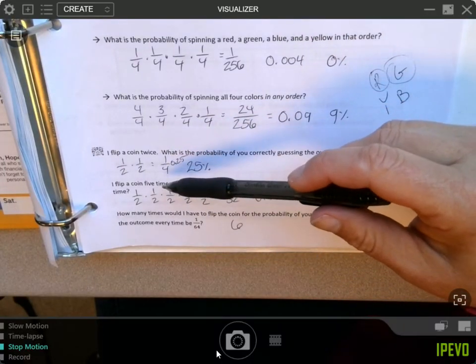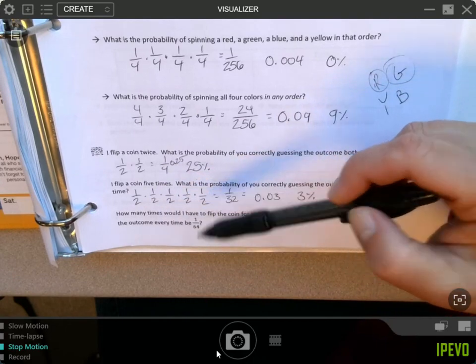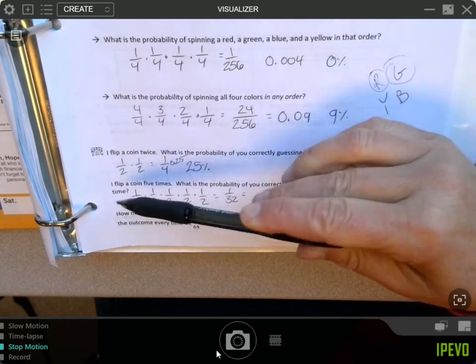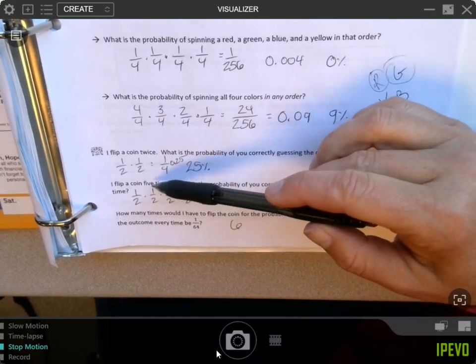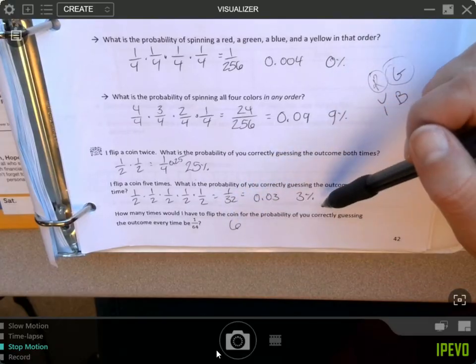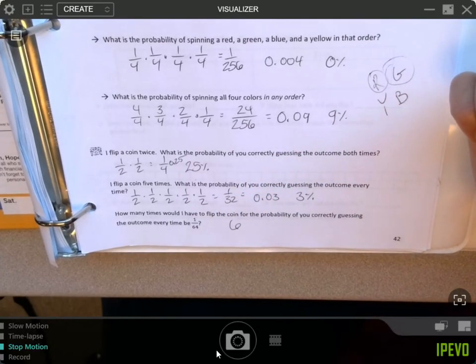So I flip a coin 5 times. There are 5 events. What's the probability of you correctly guessing the outcome every time? Well, now it's a half times a half times a half times a half times a half, which is 1 out of 32, which would be 3%.